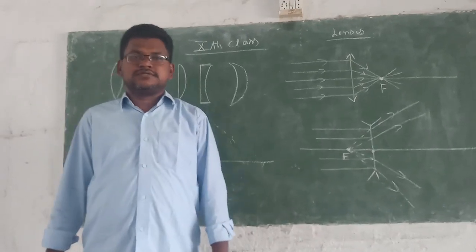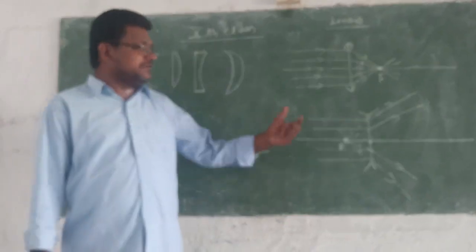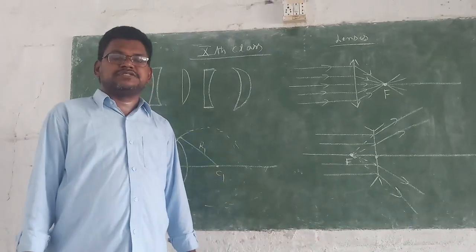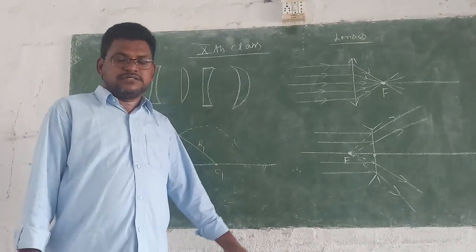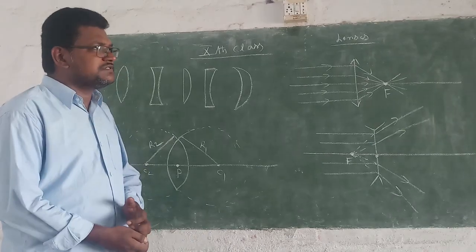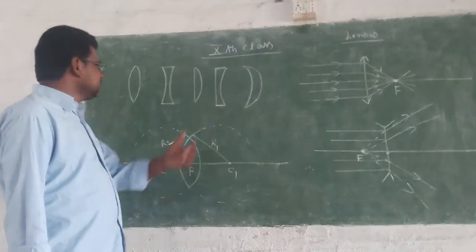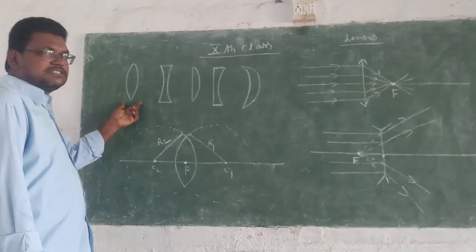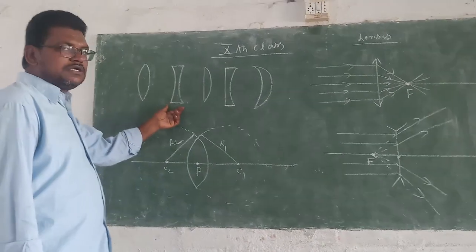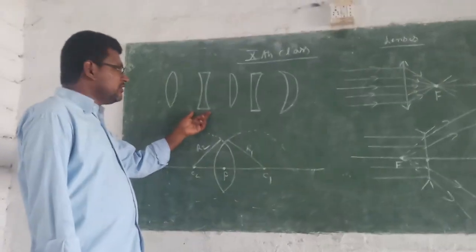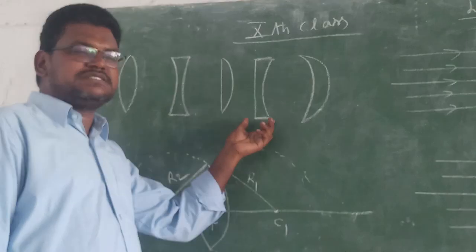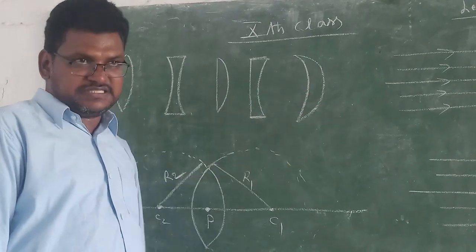Hi all of you. In this class we will discuss lenses and ray diagrams for the formation of images by different types of lenses. Now see here, there are a few types of lenses. This one is a double convex lens, or simply called a convex lens; a double concave lens, or simply called a concave lens; a plano convex lens; a plano concave lens; and a concavo convex lens.